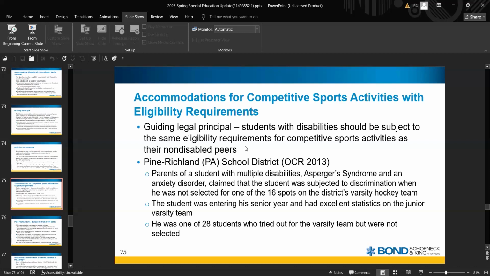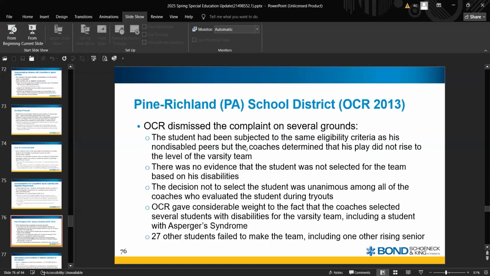So we have a good case in 2013, a student with Asperger's syndrome and anxiety tried out for the hockey team, 16 spots on the team. Student was entering his senior year. He did great on JV, but he was one of 28 students who tried out. He did not make the team. What happened? So the parent said, this is discrimination. You scored me low because you knew I had a disability.